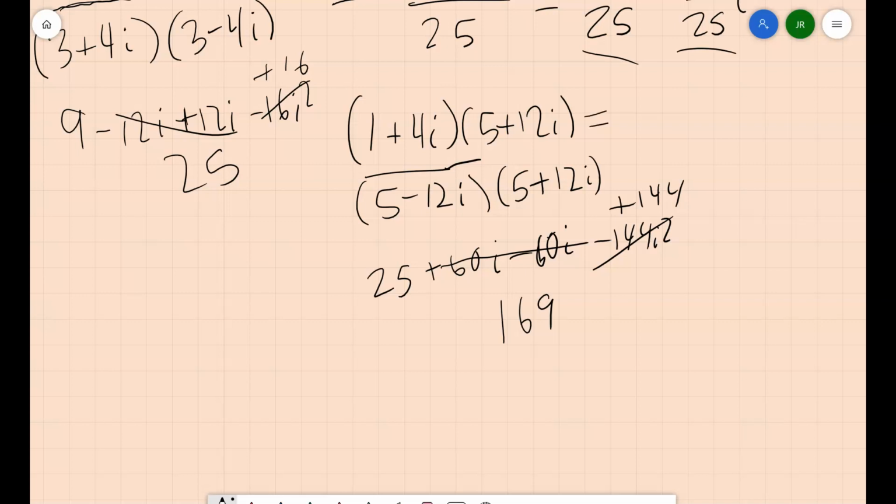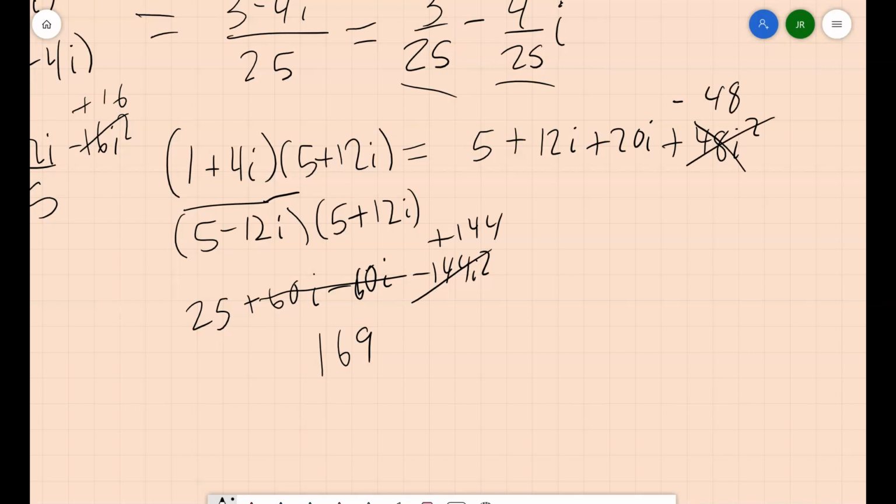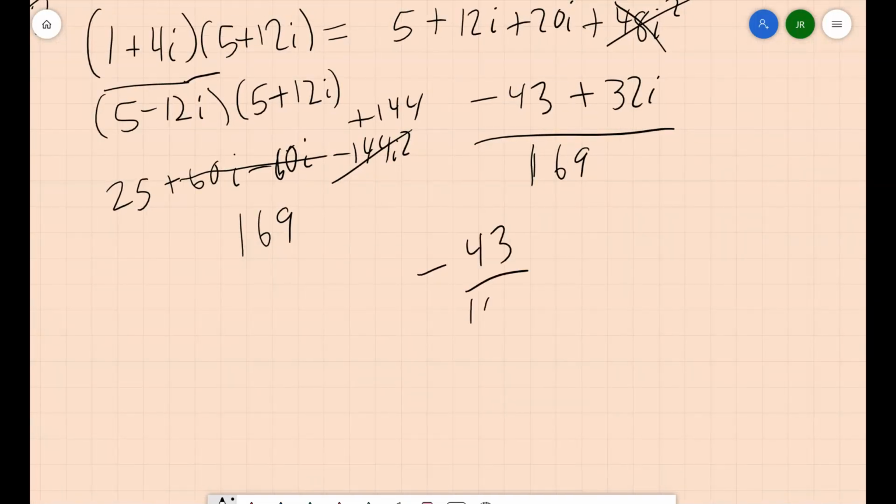The numerator, the top up here, is going to be 1 times 5, that's 5, plus 1 times 12i is 12i, 4i times 5 is plus 20i, and 4i times 12i is plus 48i squared. As you know, that's going to become minus 48. So 5 minus 48 gives me negative 43, and 12i plus 20i gives me plus 32i, and that's all going to be over 169. Now I just need to split this up, and it'll be negative 43 over 169 plus 32 over 169 i. If these fractions would reduce, I would reduce them, but since they won't, this is the answer.